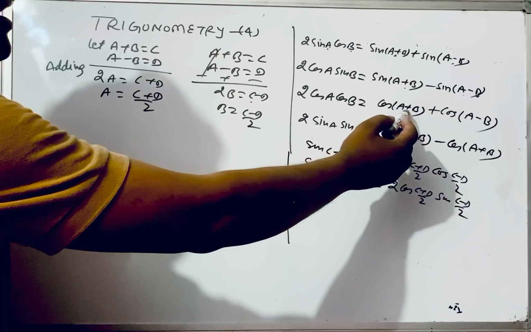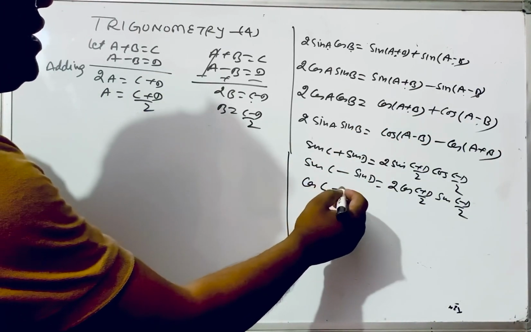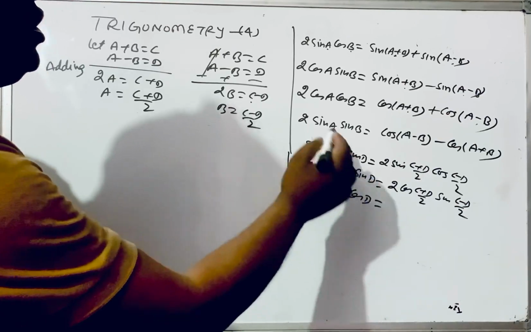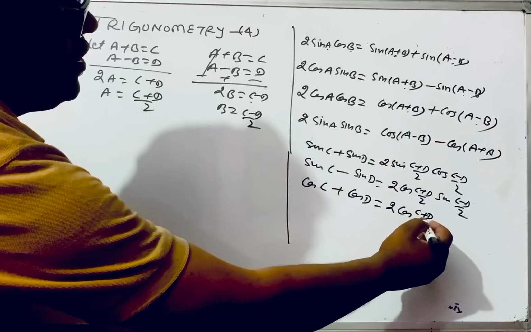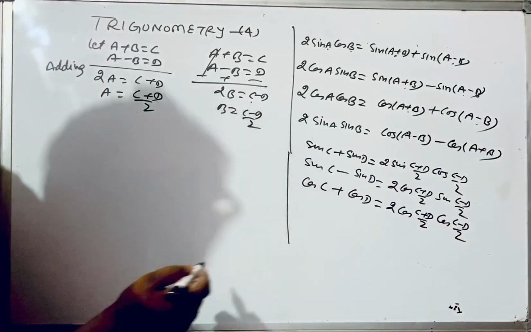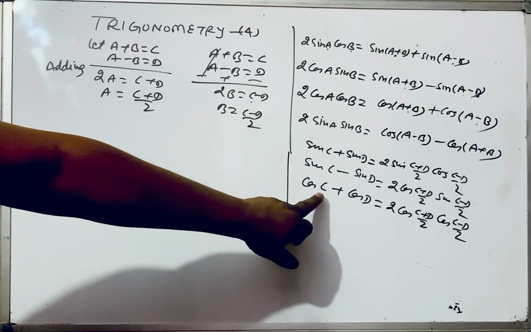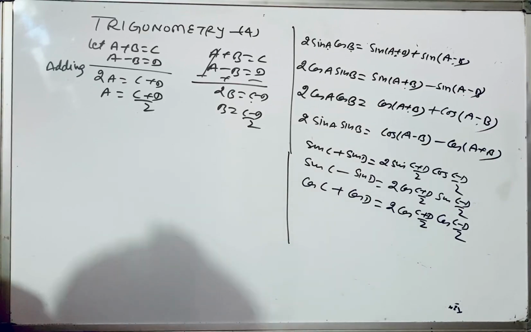Put here c, here d. We will get cos c plus cos d is equal to 2 cos (c plus d by 2) cos (c minus d by 2). This is the formula: cos c plus cos d is equal to 2 cos c plus d by 2 cos c minus d by 2.